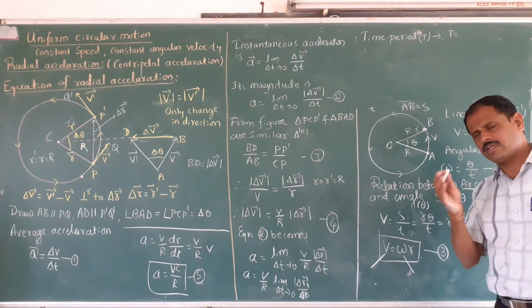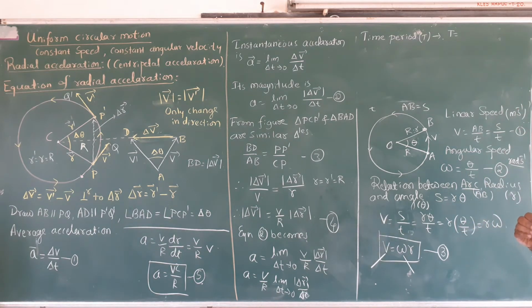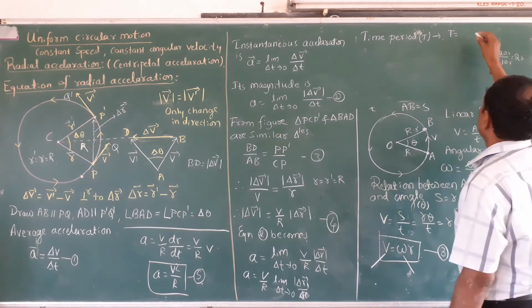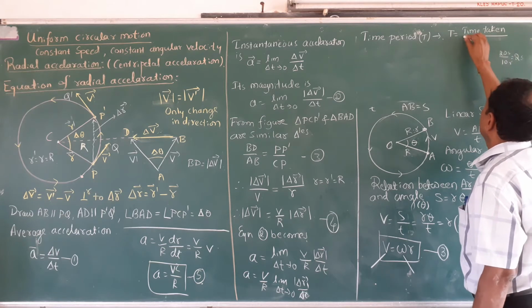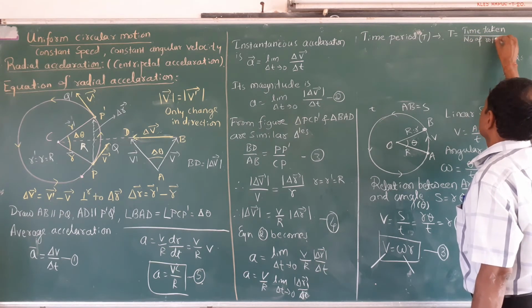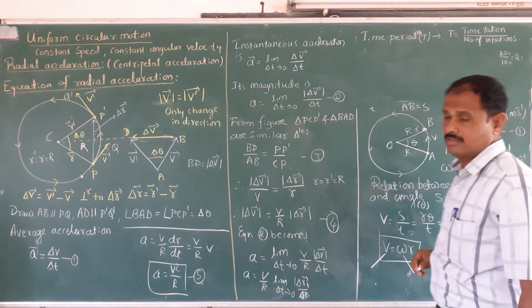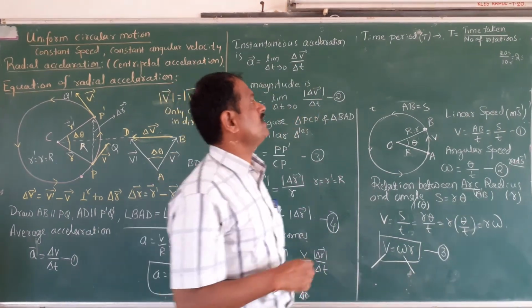Suppose we take one example here. 10 rotations are completed in 20 seconds. What is the time taken for one rotation? 20 divided by 10, it means 2 seconds. It means time taken divided by number of rotations. It is measured in seconds only.